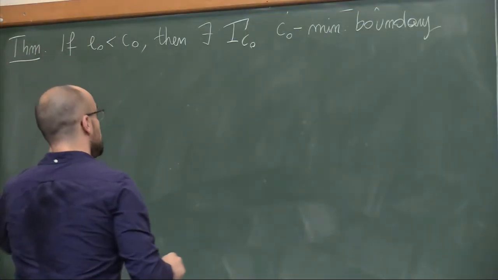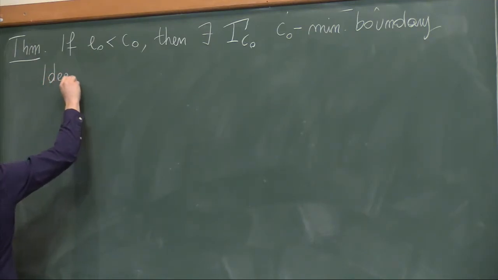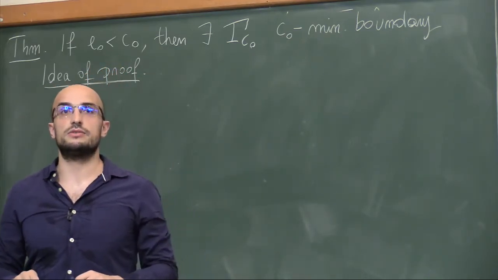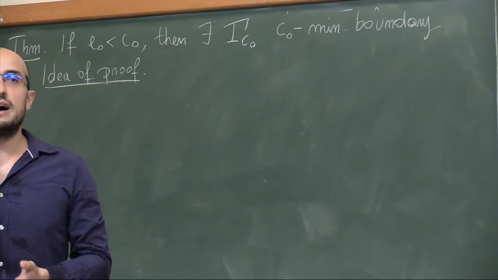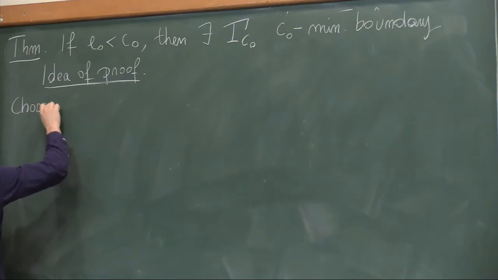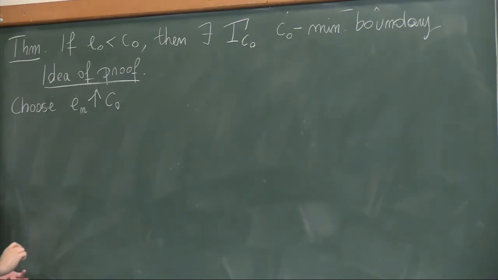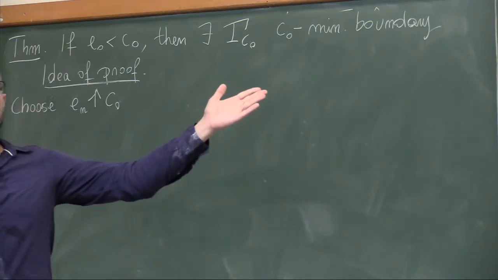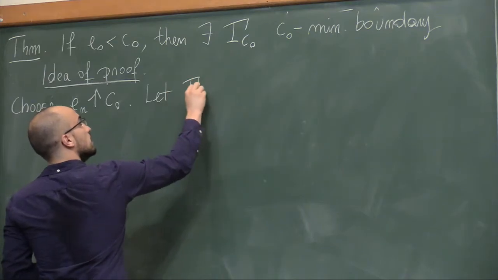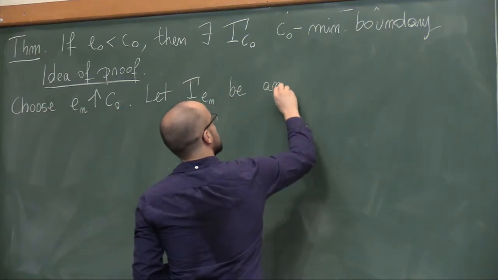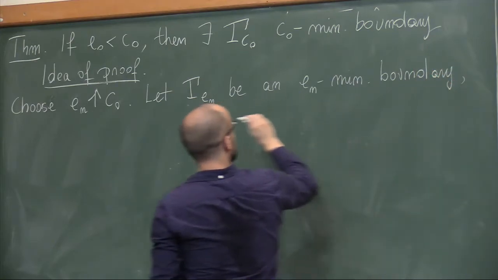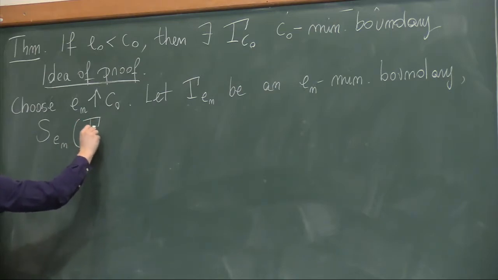Okay, let me tell you something about the proof of this theorem. So by assumption, we have E0 less than C0. So we can choose an increasing sequence of energy values which approach C0. So let's choose En, which is an increasing sequence going to C0. And by the first theorem, for each En, we have a minimal boundary with energy En. So let gamma En be an En minimal boundary. And let me recall that the action of this minimal boundary is negative for all n.